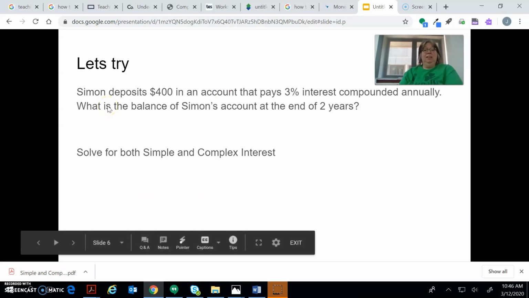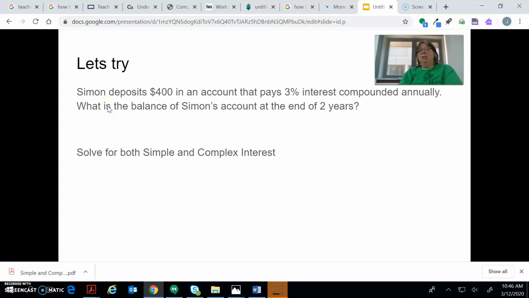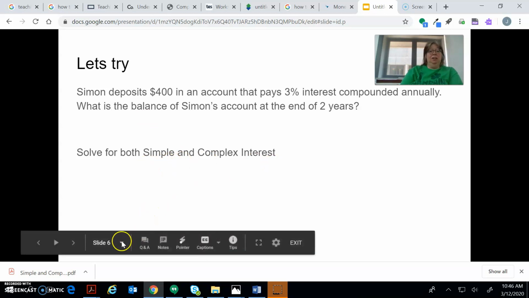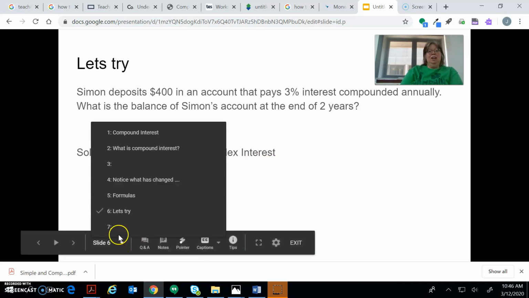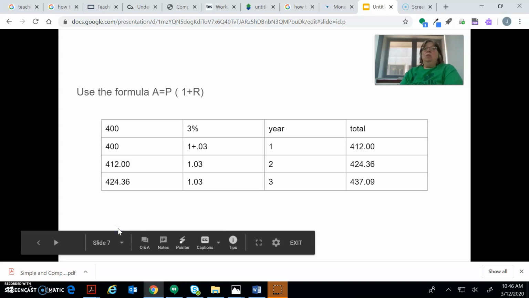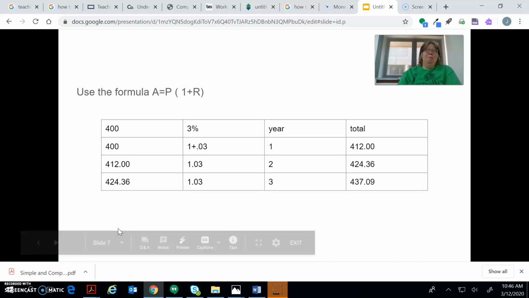So let's look at this example. Simon deposits $400 in an account that pays 3% interest compounded annually. Every year, 3% is going to be added on. What is the balance of Simon's account at the end of 2 years? So we're going to work on both simple and compound interest right now. I want you to take a minute and solve the simple interest, 400 times 0.03 times 2, and get a total. And then we're going to work on the compounded interest.